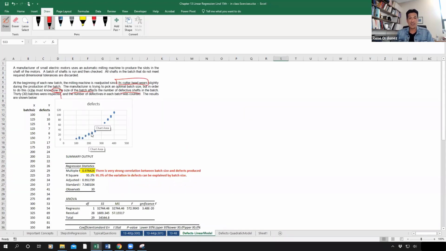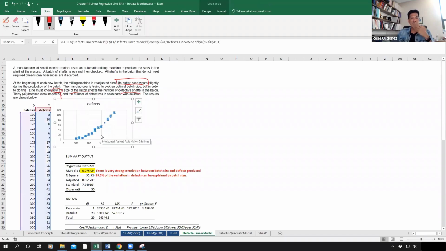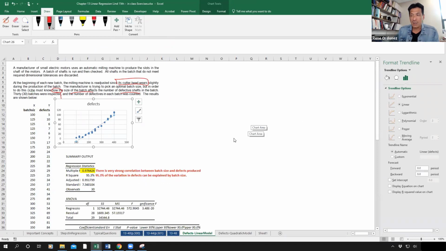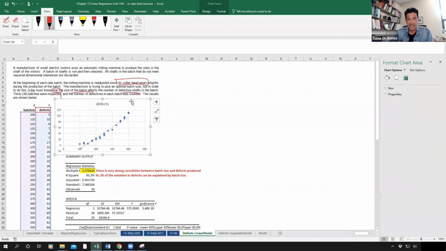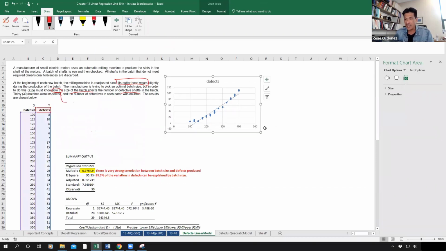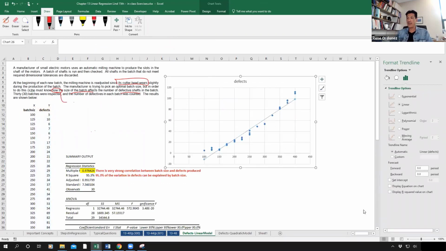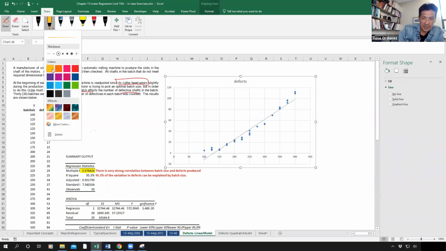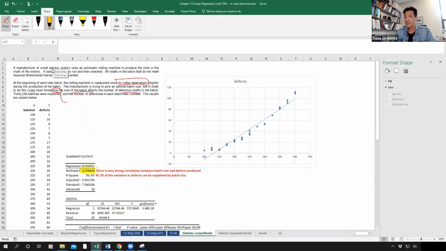All right, so let's see what model is more appropriate. I'm going to right click on that and then add trend line. Now observe, I should make this a little bit bigger so you can see the resulting numbers. Okay. Now for the linear, what was the R squared for the linear? Over here, right? For the linear model.